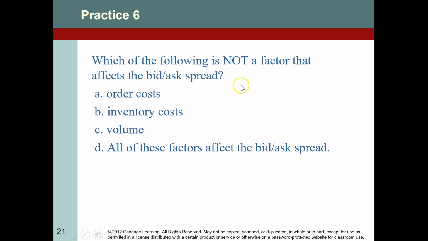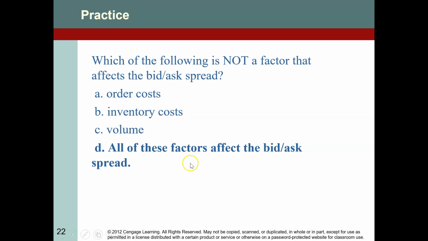Which of the following is not a factor that affects the bid-ask spread? Order costs, inventory costs, volume. The right answer should be D here. All of these factors affect the bid-ask spread.